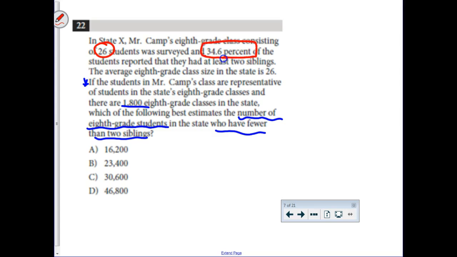34.6%. I hate when they write out the words in a math problem when they could just as easily use the symbol. It drives me crazy. They do it on purpose, by the way. They're trying to see if you can read. I'm not kidding. I know, and that's my argument. They're like, oh, well, they should be able to. Yeah, I know they should, but they're really adding to the stress here. Okay, so 34.6% of students reported that they have at least 2 siblings. Cool. The average class size is also 26. Isn't that magical? All right, so we're supposed to figure out how many students in the whole state.